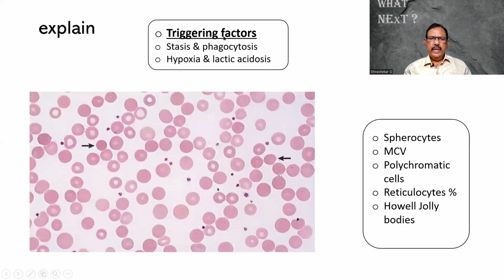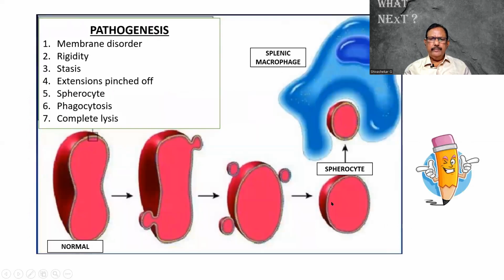Look at this picture. As I told you, the triggering factor can be stasis and phagocytosis, hypoxia and lactic acidosis. I'm mentioning only the words. I hope you are able to identify the spherocytes. The mean corpuscular volume is reduced because the sphere is the smallest probable shape that is possible. Reticulocytes are increased, Howell-Jolly bodies are present.